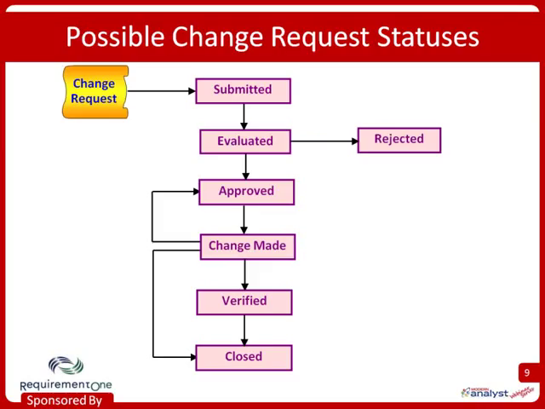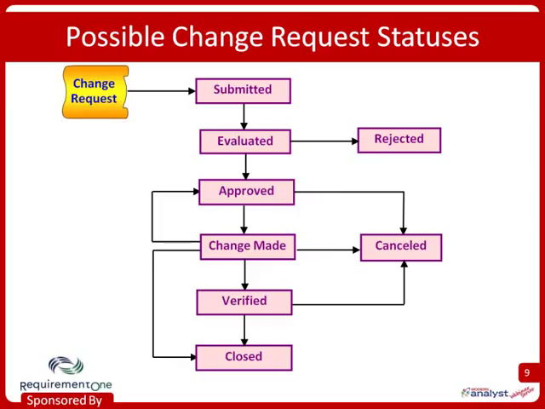Or perhaps during the evaluation process it wasn't approved, it was rejected, and that's a terminal state. Or maybe we end up at some point along the way that for some reason that change request gets canceled, and that's another terminal state. So basically all of our change requests should have one of these statuses at any given time.